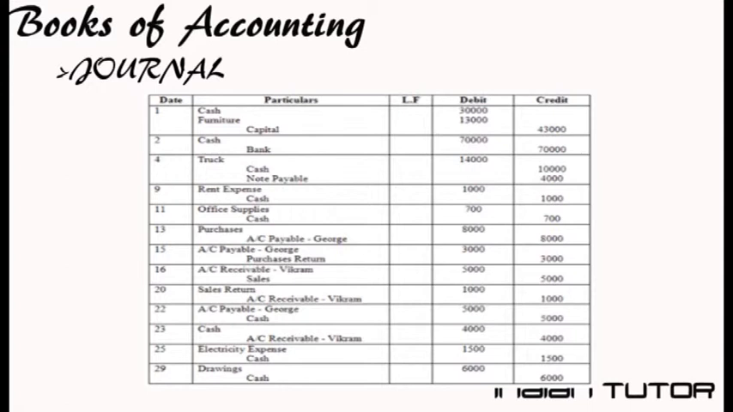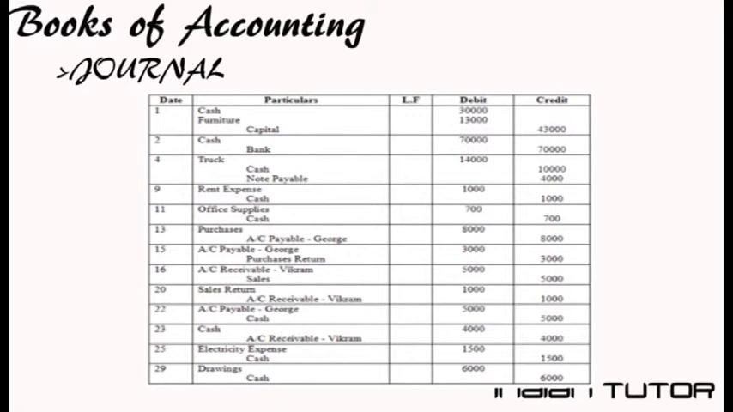It consists of 5 columns. In the first column, the date of transaction is recorded. In the second, the particulars of the transaction, such as the accounts involved in the transaction. Let us take an example. If we take the first record here, it is showing that cash and furniture account were debited for rupees 30,000 and 13,000 respectively, and the capital account was credited for rupees 43,000.